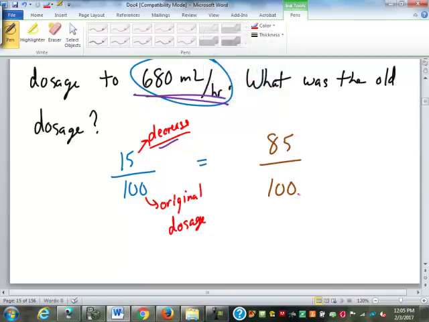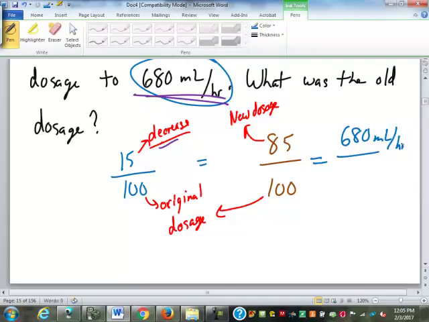So the 100 still represents the original dose. I'll put it back this way. So that is still representing that original dosage. The 85 now is the original minus the decrease. That is the new dosage. And that is the 680 milliliters per hour. So now to find the original dosage, we can cross multiply and divide. 100 times 680 divided by 85.